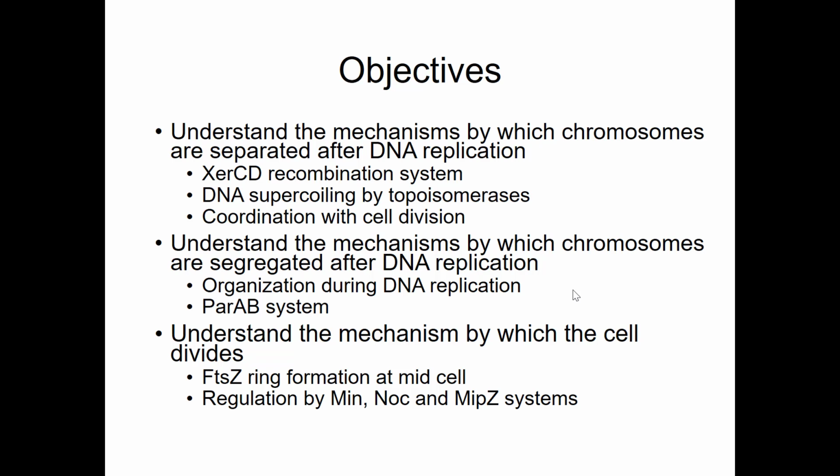In the last step of the bacterial cell cycle, or cell division, we talked about how the septum forms by the formation of the FtsZ ring at mid-cell, and how the MIN system, the NOC system, and the MipZ systems all function in different bacteria to position FtsZ to ensure that FtsZ forms in the middle of the cell and that it doesn't form over the DNA.